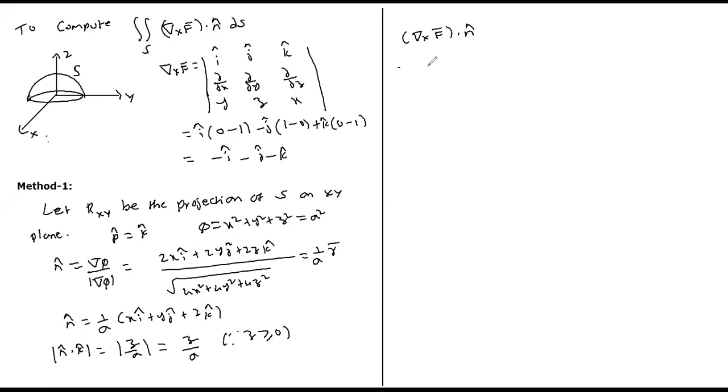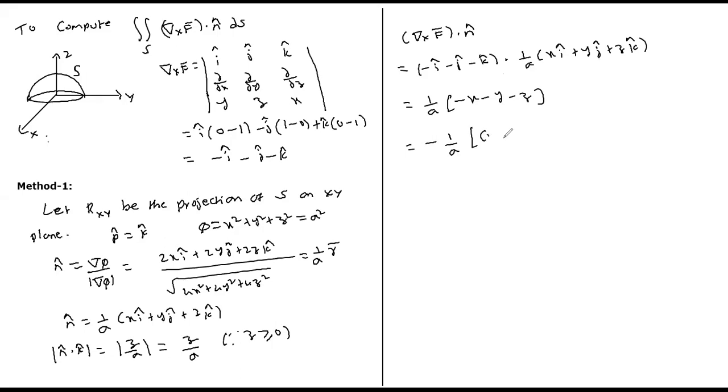Curl f bar is minus i bar minus j bar minus k bar dot product with 1 by a times (x i bar plus y j bar plus z k bar). So 1 by a is outside, and we have minus x minus y minus z. If I take minus common, this is minus 1 by a into (x plus y plus z). Do you agree? x plus y plus z.